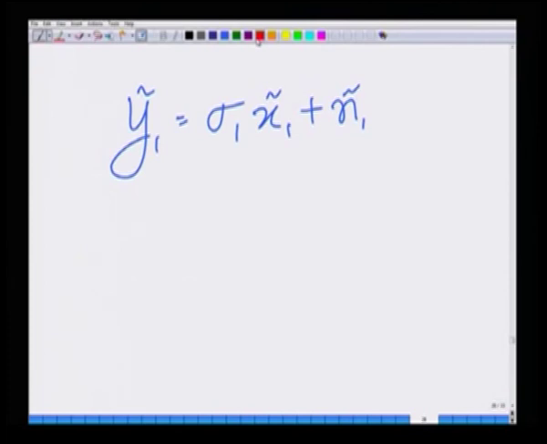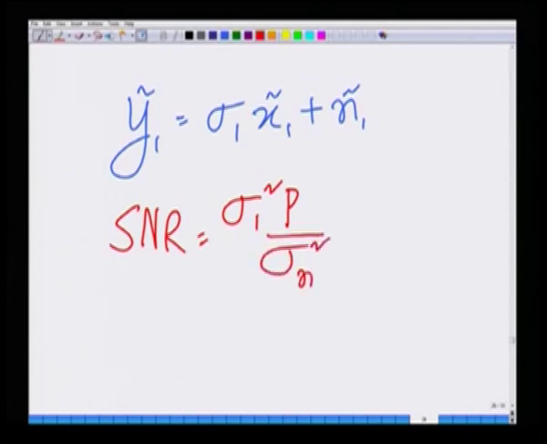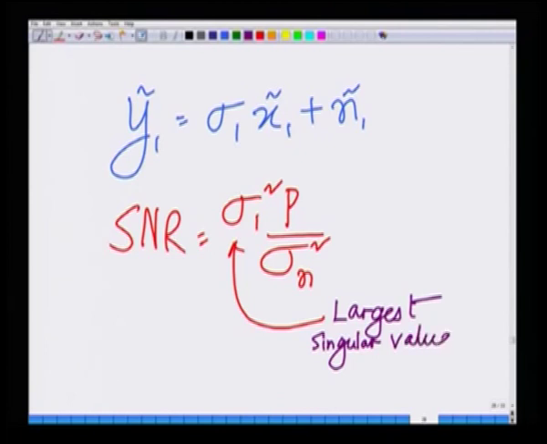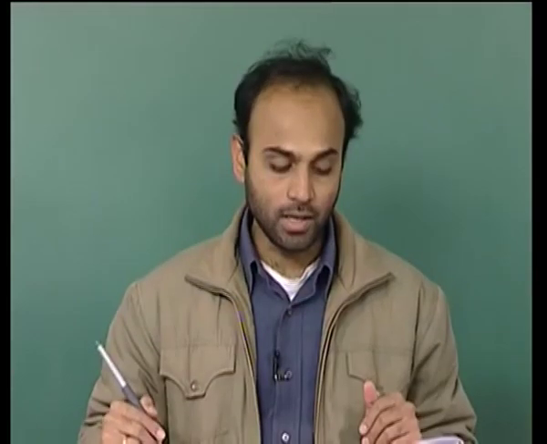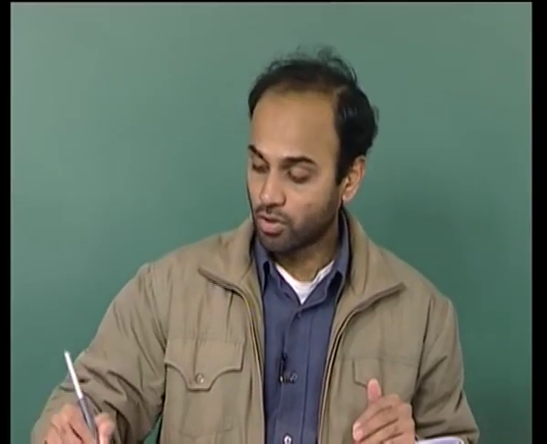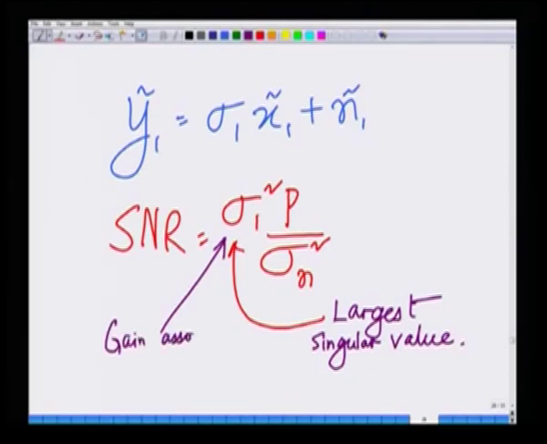Alright, this is what I have, and the SNR equals sigma 1 square p, where p is the power in the transmitted symbol, divided by sigma n square, where sigma n square is the noise power. In fact, you can see sigma 1 square, sigma 1 is the largest singular value. So, your gain is the largest gain that is possible along these parallel channels in the MIMO system. It is also the gain associated with the dominant mode.